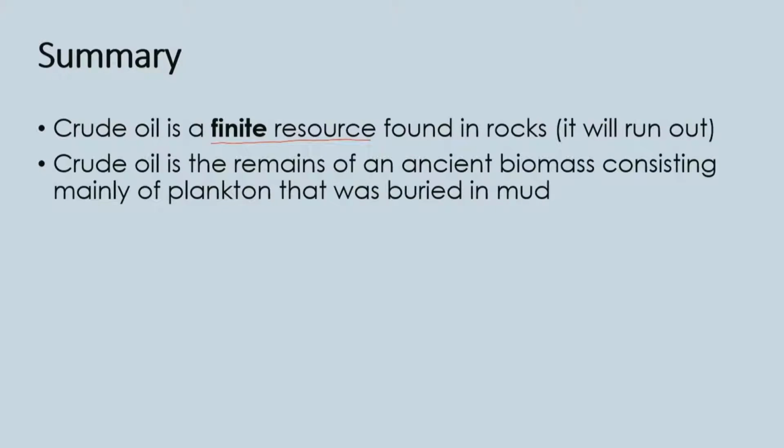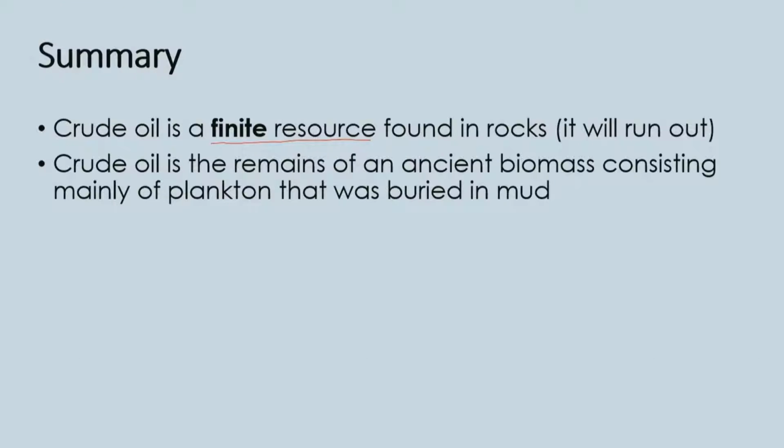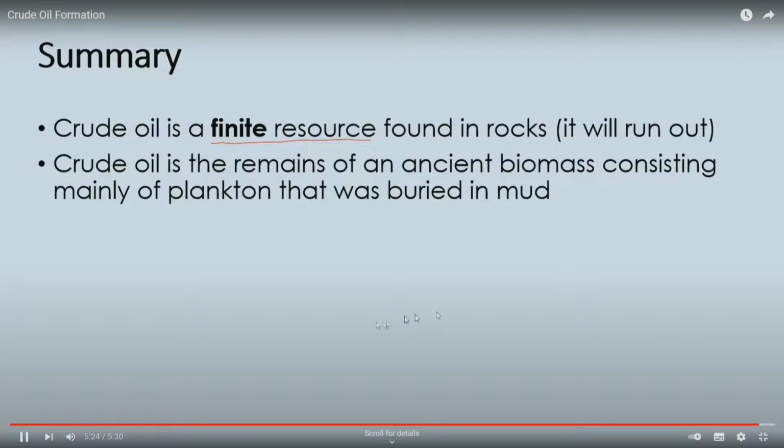And a very short definition or explanation of crude oil. Crude oil is formed from the remains of ancient biomass consisting mainly of plankton that was buried in the mud. But remember, it takes billions of years. 3 steps, 3 points to remember: high temperature, high pressure, and absence of oxygen. Okay, so I'll see you at the next video where I'm going to explain what happens next. So you've got crude oil, what do we do next with it?